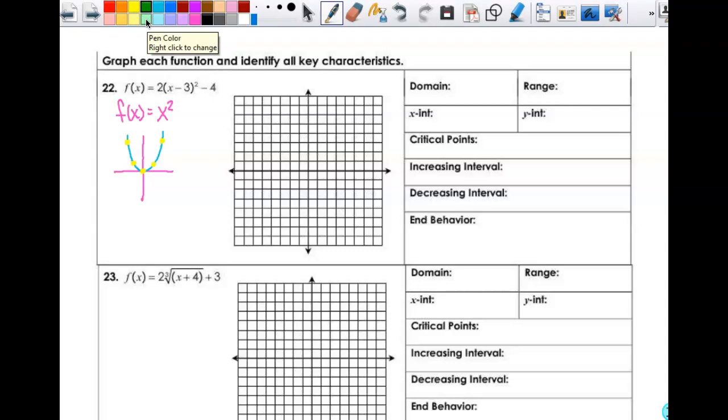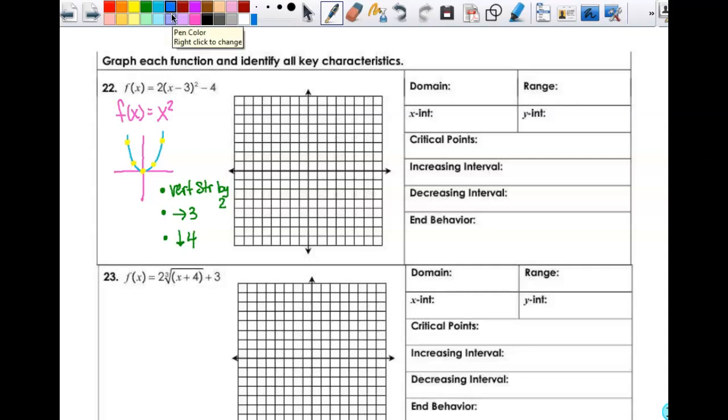and then it would also be helpful to list out my transformations here. So I have 1, 2, 3. So I'm going to have a vertical stretch by 2. I'm going to go to the right 3 and down 4. Okay, because if I don't write them all down, I might miss one somewhere.